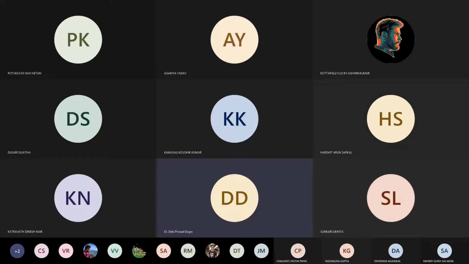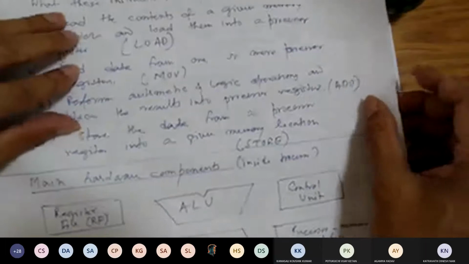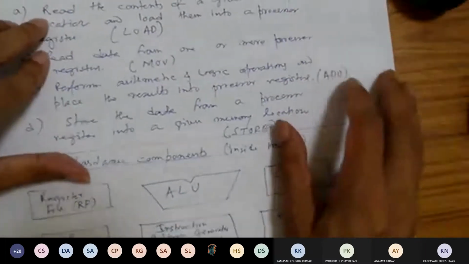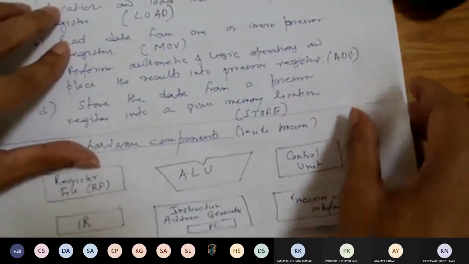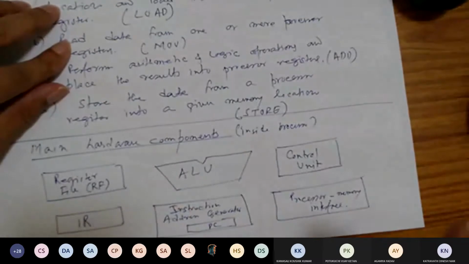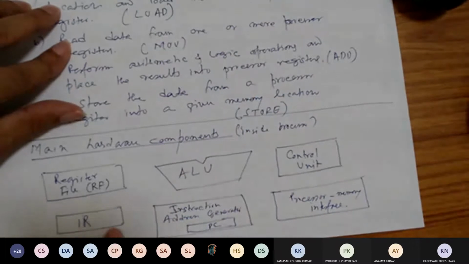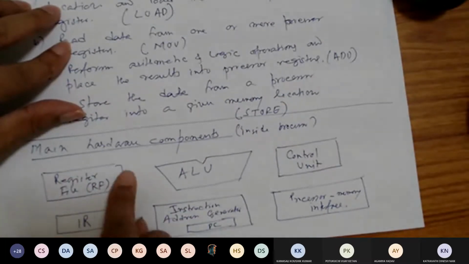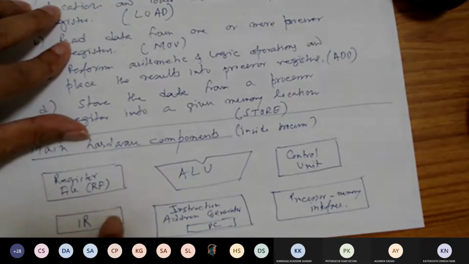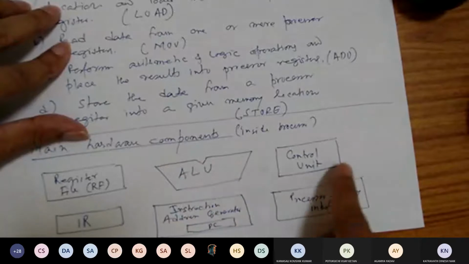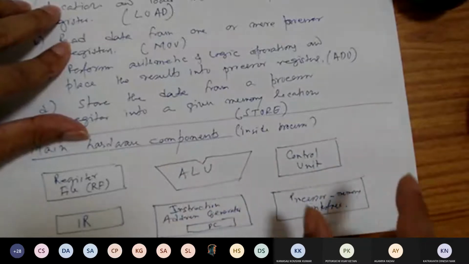Last class, we talked about the main hardware components which are needed to design a processor. So we looked into that. We have found that these are the major components which are needed to design a processor: register file, instruction register, then arithmetic logic unit, instruction address generator, which also includes the program counter, a control unit, and processor memory interface.